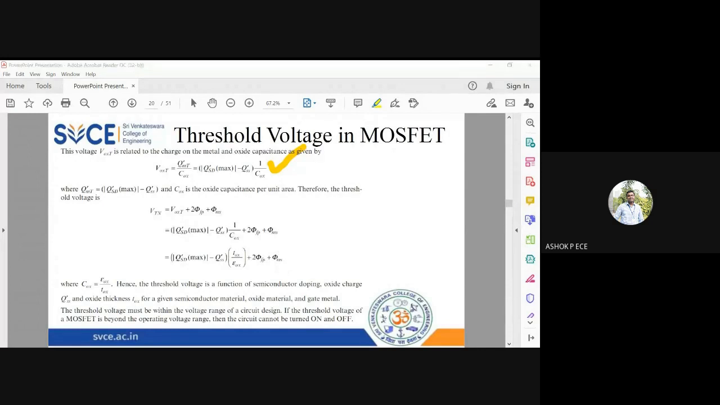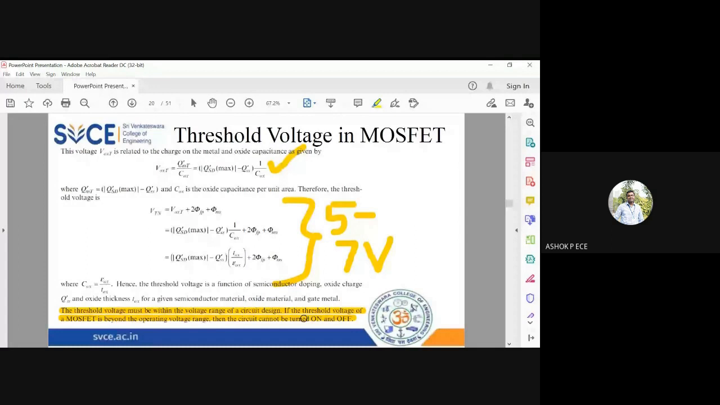So threshold voltage must be within the voltage range of circuit design. If the threshold voltage is beyond the operating point, the circuit can never be turned on or turned off. Very, very important point. What they are saying is whatever VTN you are computing here, it should be within the operating range. If your MOSFET is operating from 5 to 7 volts, the threshold voltage should not be at 8 volt, because the MOSFET operates only from 5 to 7. So if you give the threshold voltage as 8 volt, the device can never be turned on or turned off.